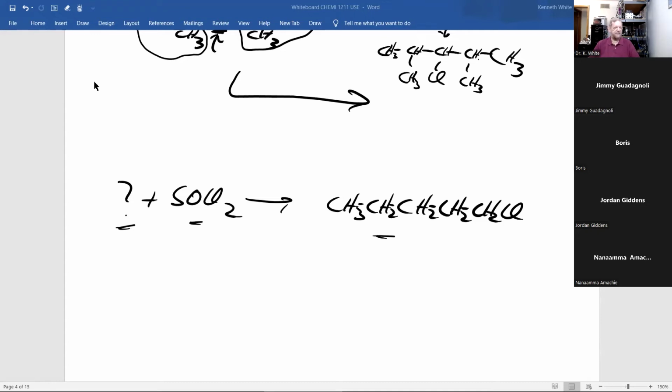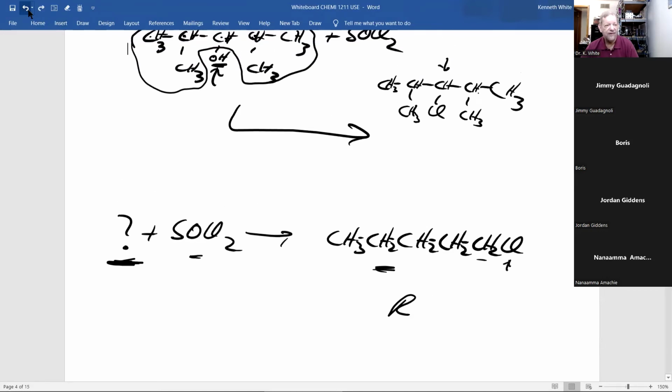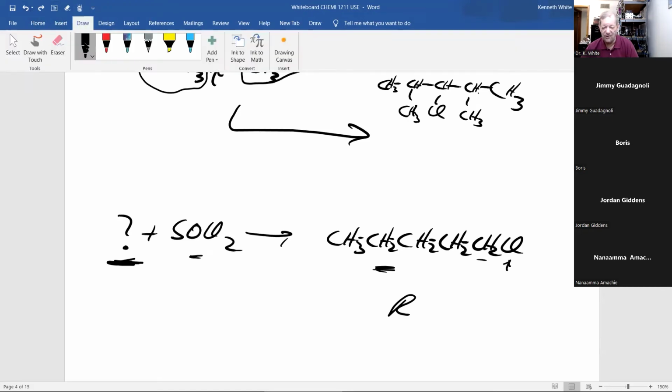All right, let's do this. Now, how do you do this? How do you find out what to react with SOCl2 to make this molecule right here? That's why I have this question mark here. Well, let's look for what's different. What's not carbon? What's not hydrogen? Ooh, a halogen on a carbon. Not just a halogen, let's make it a chlorine.